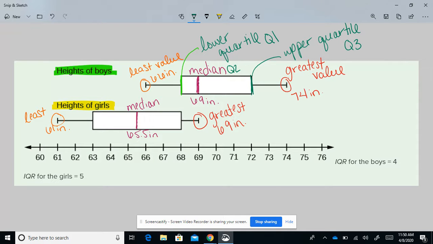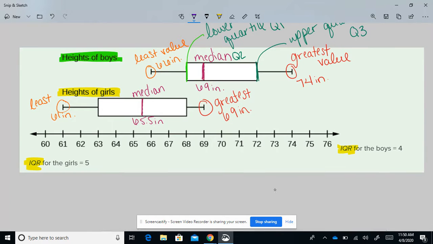Okay, now the real big thing that we really like to use lower and upper quartile for is something that we call, and you can see it here, the IQR. Okay, so the IQR for girls and the IQR for boys. This is our interquartile range. In a lot of cases, we just call it IQR. And this is taking your upper quartile and subtracting your lower quartile.